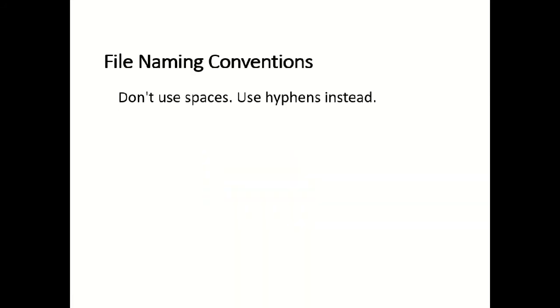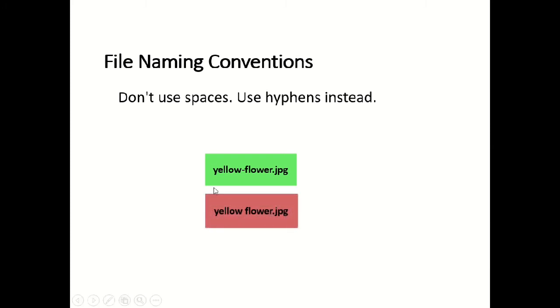So rule number 2 of file naming convention is don't use spaces, use hyphens instead. Let's see in this first example, you can see that I have used a hyphen to separate two words from each other. I have used a hyphen, not a space. But in this example, as you have seen, I have used a space instead of a hyphen. So this is wrong.